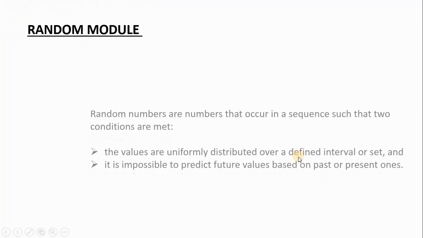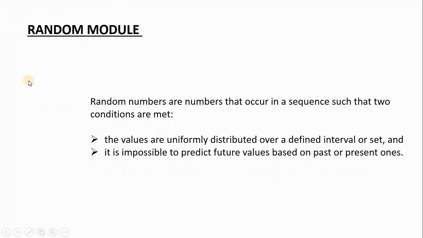The next module we are going to learn is the random module. Before that, what are random numbers? Random numbers are numbers that occur in a sequence such that the values are uniformly distributed over a defined interval or set, and it is not possible to predict future values based on past or present ones.